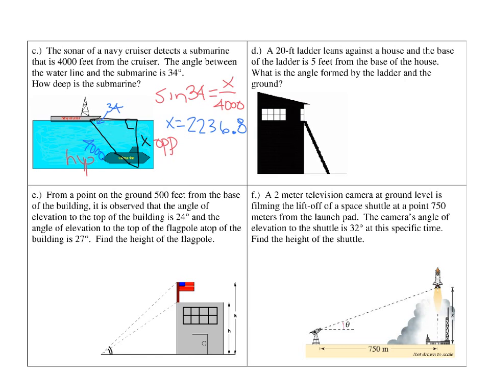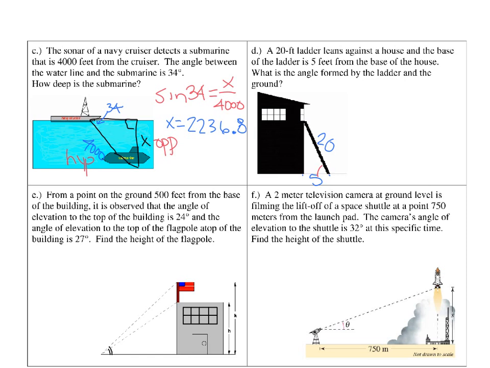Next problem, a 20-foot ladder. The ladder is 20 feet, leans against a house, and the base of the ladder is 5 feet from the base of the house. So the base of the ladder to the base of the house is 5 feet. What is the angle formed by the ladder and the ground? So they're asking for what is this. Remember, whenever we're looking for an angle, we're going to be setting up an inverse, or using the inverse function.